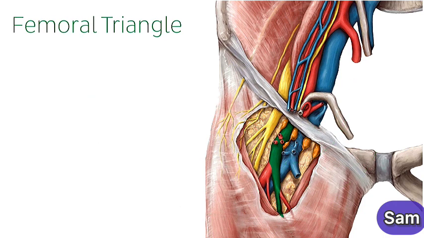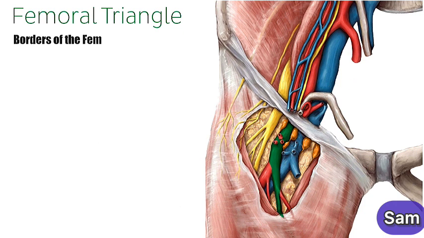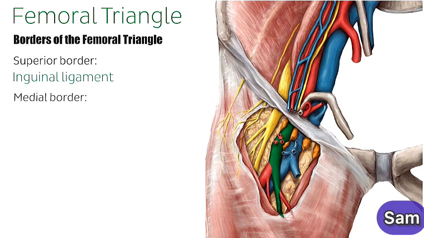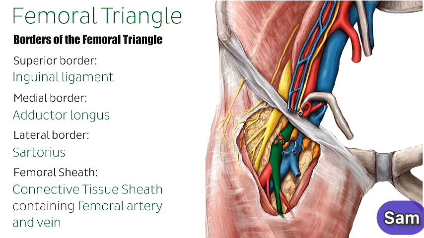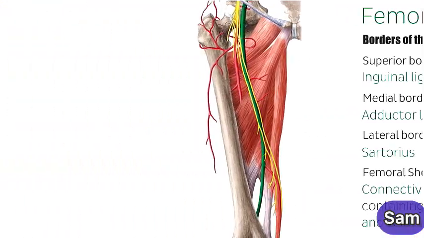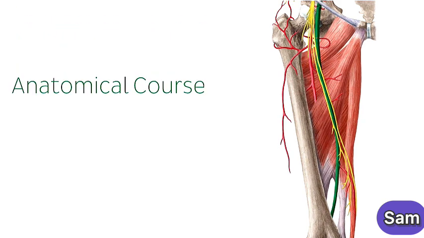So to help you organise and remember the borders of the femoral triangle a bit more easily, I'm just going to go through them systematically in this one slide. So the superior border is the inguinal ligament, the medial border is the muscle adductor longus, and the lateral border is the sartorius muscle. And just as a reminder, the femoral sheath is a connective tissue sheath that contains the femoral artery and vein.